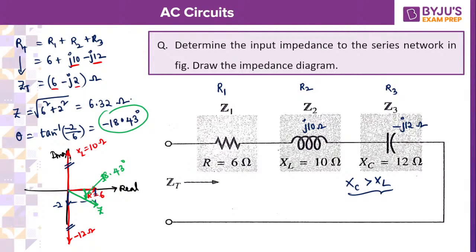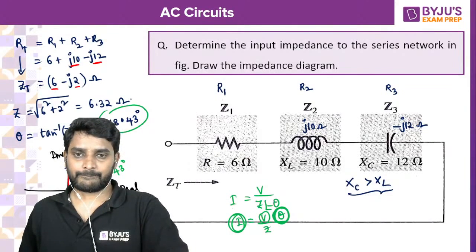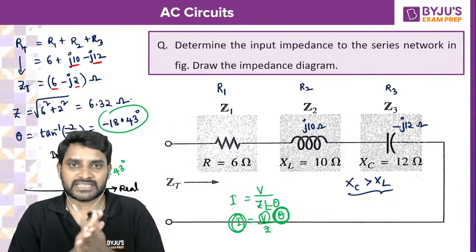Is it clear? So when you are trying to calculate current, current is equal to voltage divided by Z at an angle minus theta. If you write current is equal to V by Z, if this theta goes up, then it will be positive. So I can say that current is going to lead with respect to voltage by some angle. Is it clear for everybody? Please tell me.